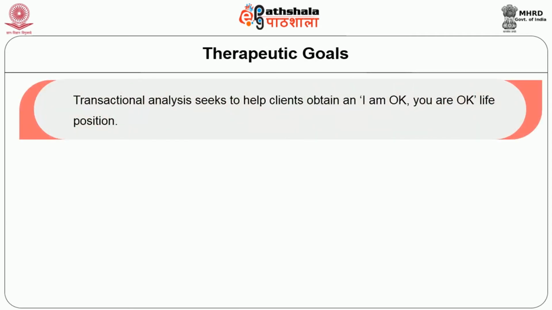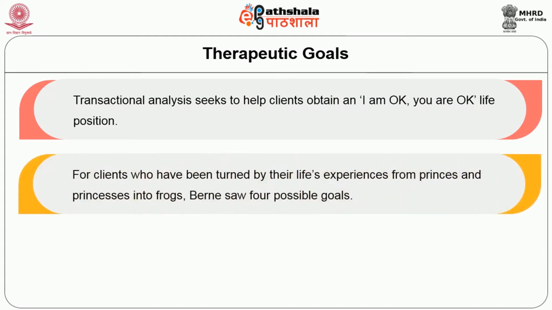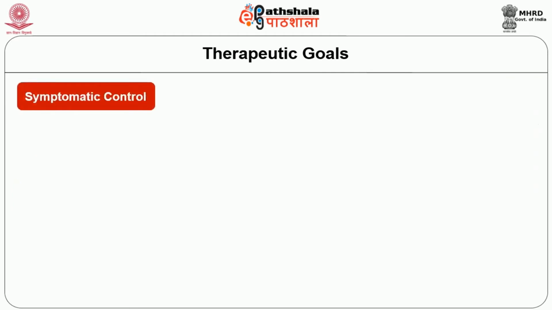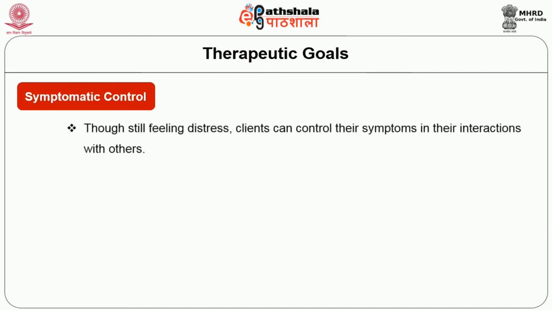And now we can discuss therapeutic goals. Transactional analysis seeks to help clients obtain an "I am okay, you are okay" position. For clients who have been turned by life experience from princes and princesses into frogs, Berne saw four possible goals. Steiner views these goals as progressive stages in the direction of cure. The first one is symptomatic control. Though still feeling distress, clients can control the symptoms in their interactions with others.